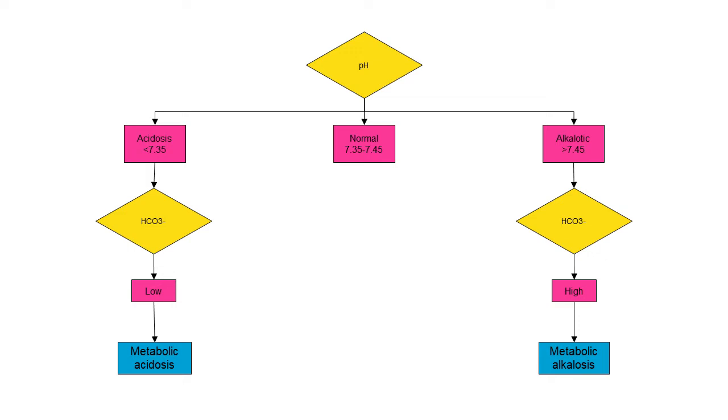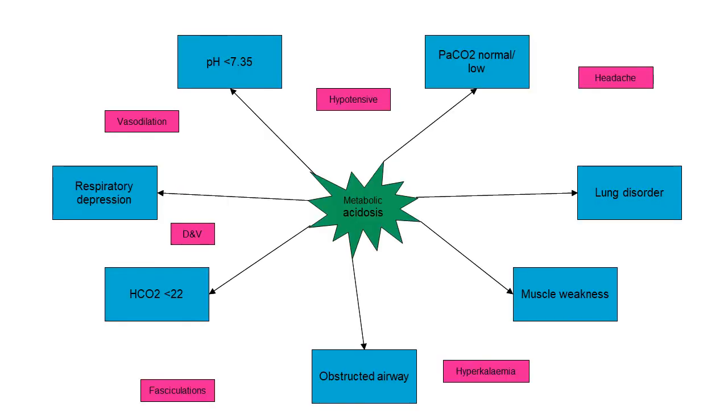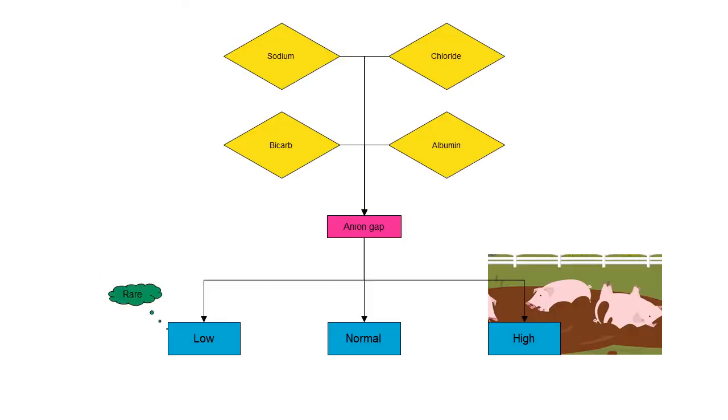Bicarb itself is a base, and so high concentrations create an alkalotic environment, and low concentrations create an acidic environment. Base excess usually mirrors bicarb, but gives a more comprehensive measurement. It rarely adds anything. Using these values, you can get the anion gap, which is important in deciding the cause of a metabolic acidosis.